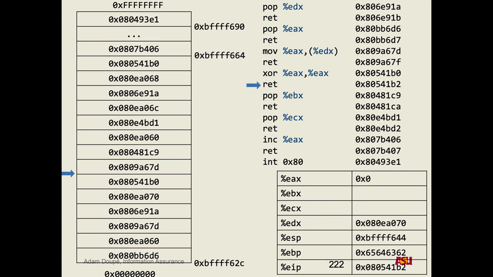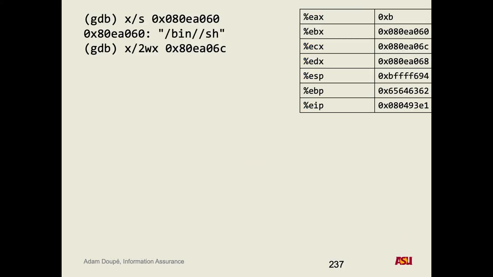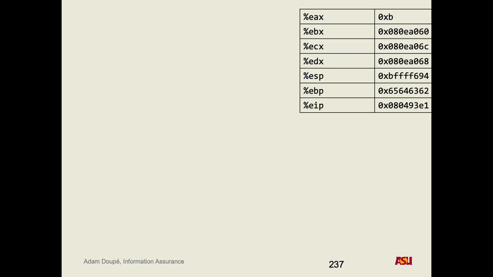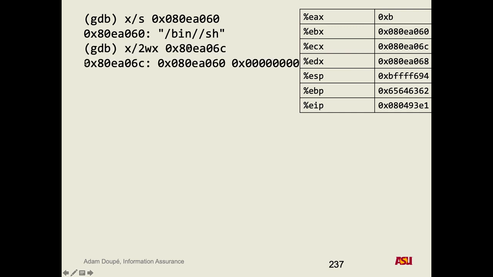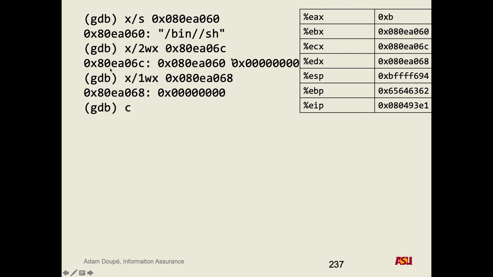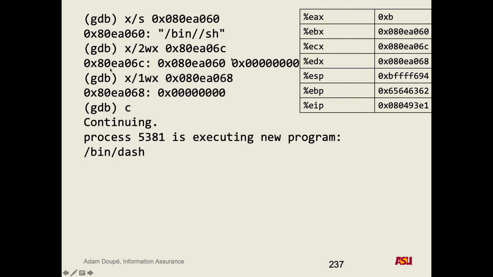All right, we will keep going through this. All right, cool. So now, right before we get to the int 0x80, we can do a breakpoint. We can look at this string that's at this address. We can see that this is the string slash bin slash slash sh. We can look at the two words here to make sure that our arguments are set up correctly. And we can now see that if we continue, we've executed this new program, bin dash.